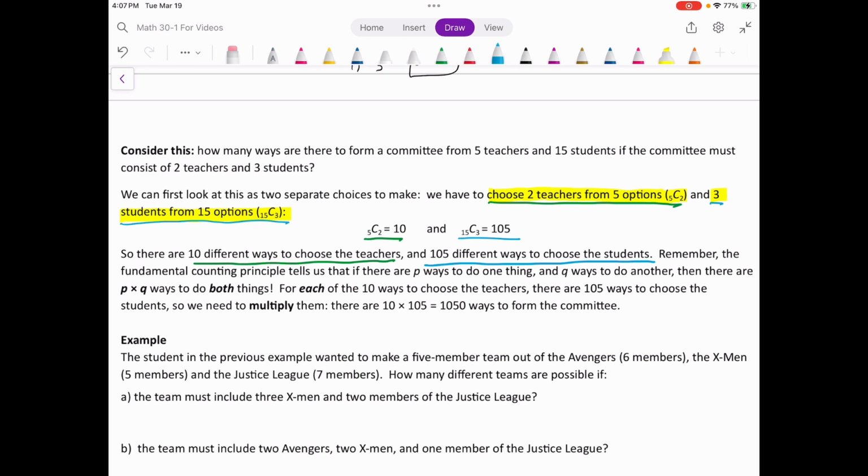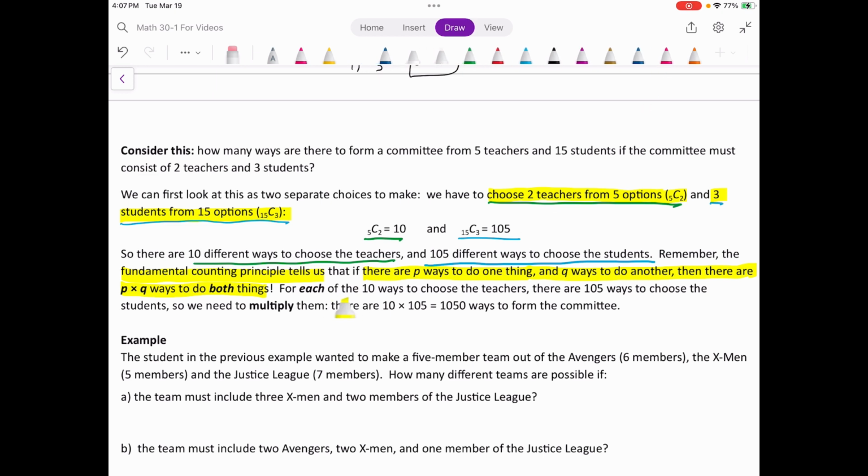Now, what can we apply here? Remember, if there are P ways to do one thing and Q ways to do another thing, then there are P times Q ways to do both things, right? That's what the fundamental counting principle tells us. So we can apply the fundamental counting principle here. If there's P ways to do one thing and Q ways to do another, there are P times Q ways to do both things. And the logic makes sense here, right?